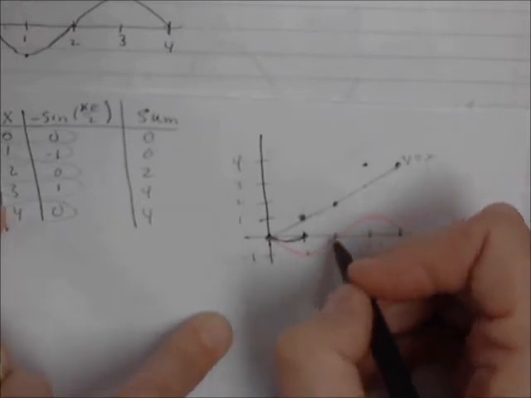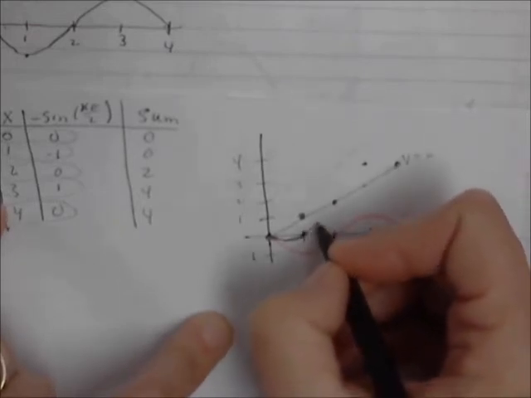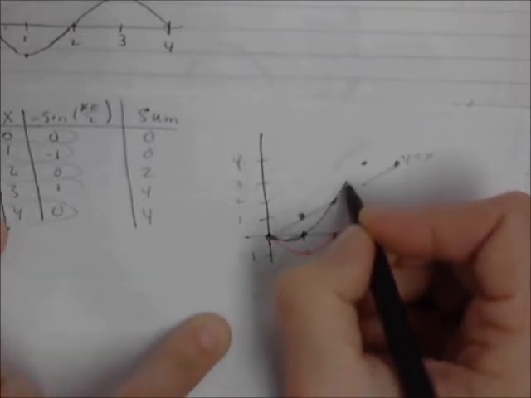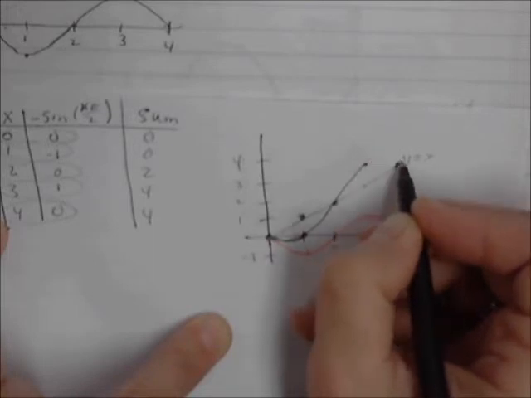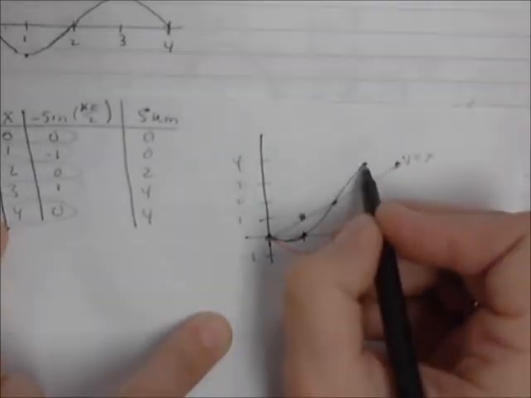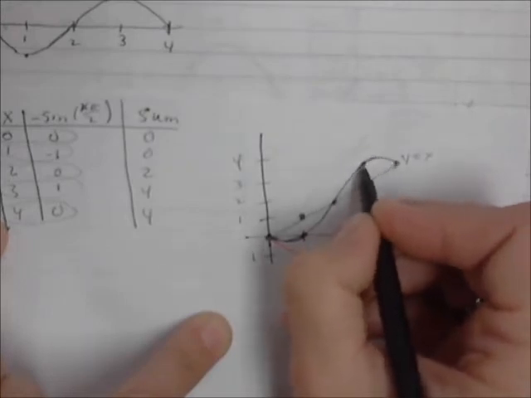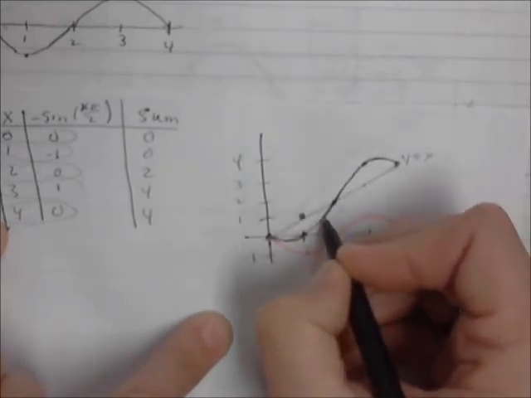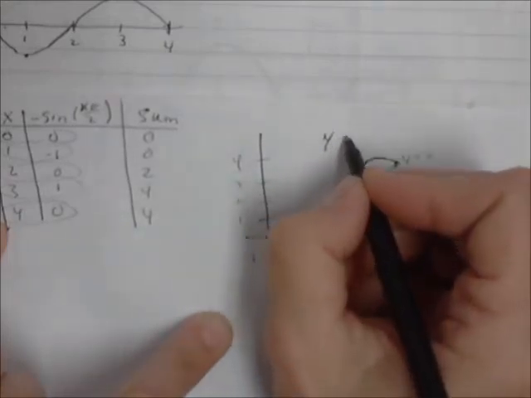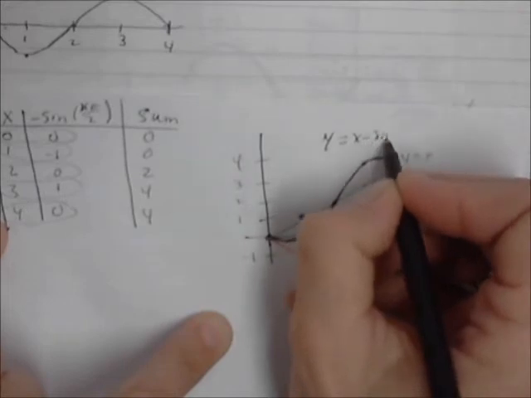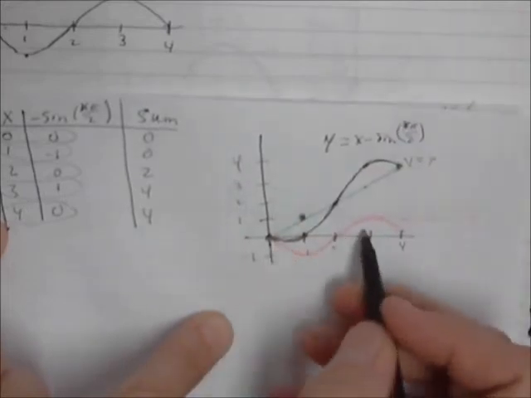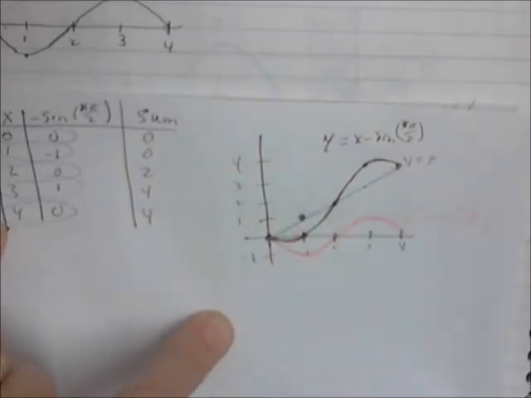Then I have to go through 2, 2, so I'm going to come up here. I have to go through 3, 4, so I'm coming up even higher. And then instead of going straight across, because this graph is concave down, I'm just going to slightly go up and put a little hook in there. So there's the graph of y equals x minus sine of x pi over 2. So it's the red and the green added together.